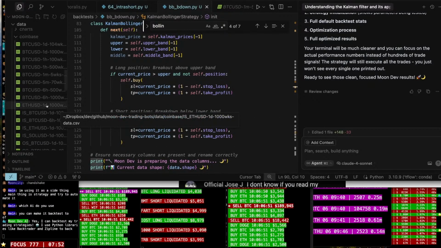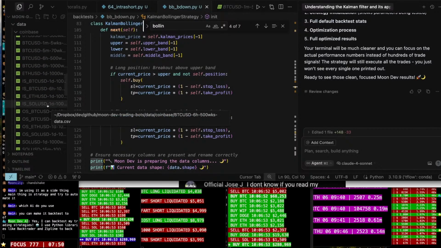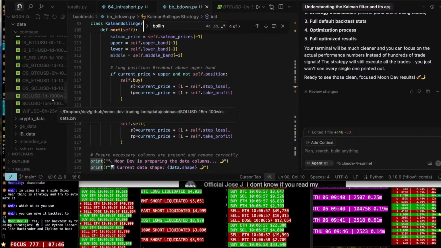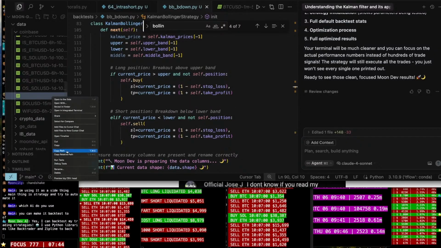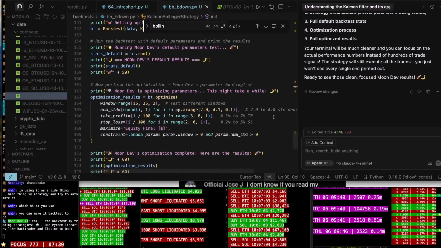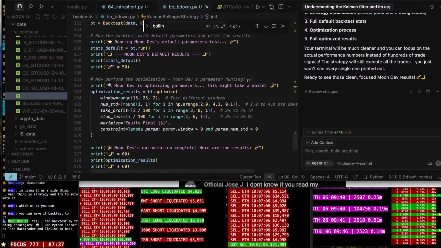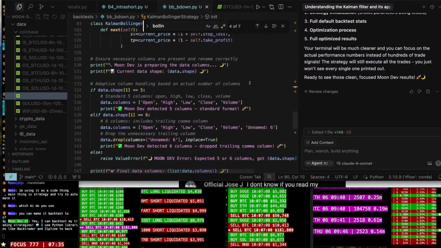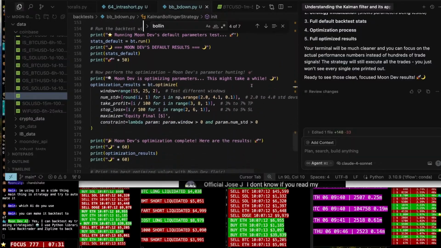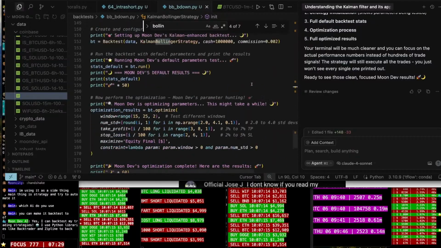So let's go ahead and try some other data here, because that was 1 minute over 5 weeks. Let's try Solana data here, copy path. This is daily data for 1,000 weeks. So an entirely different test. 5 weeks of 1 minute versus 1,000 weeks of daily. It's a crazy difference.